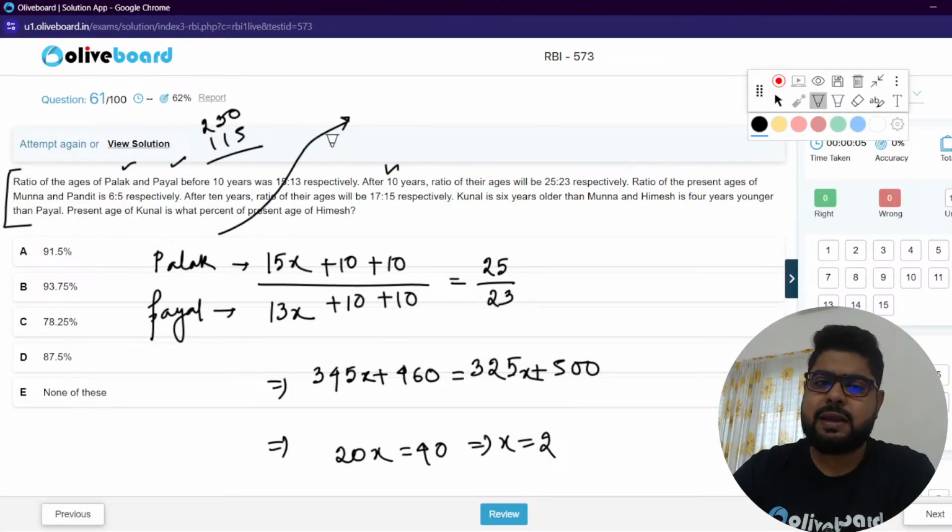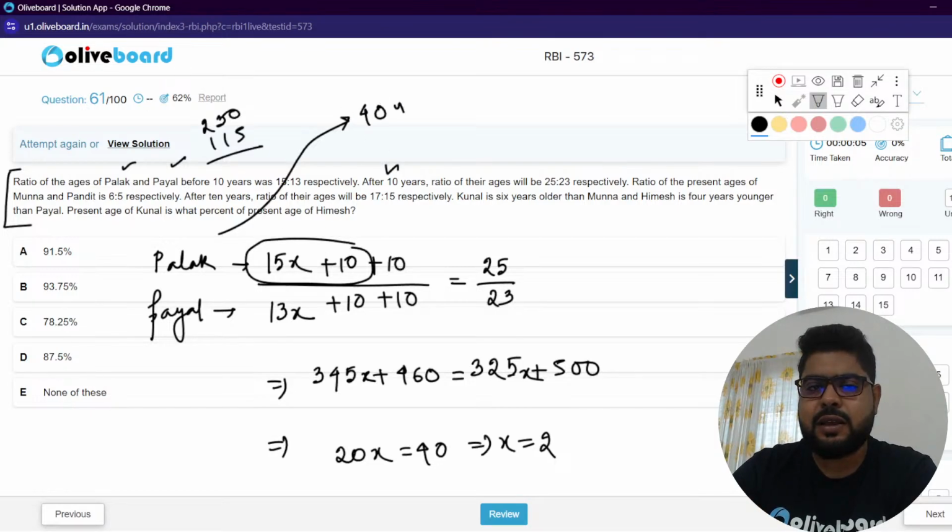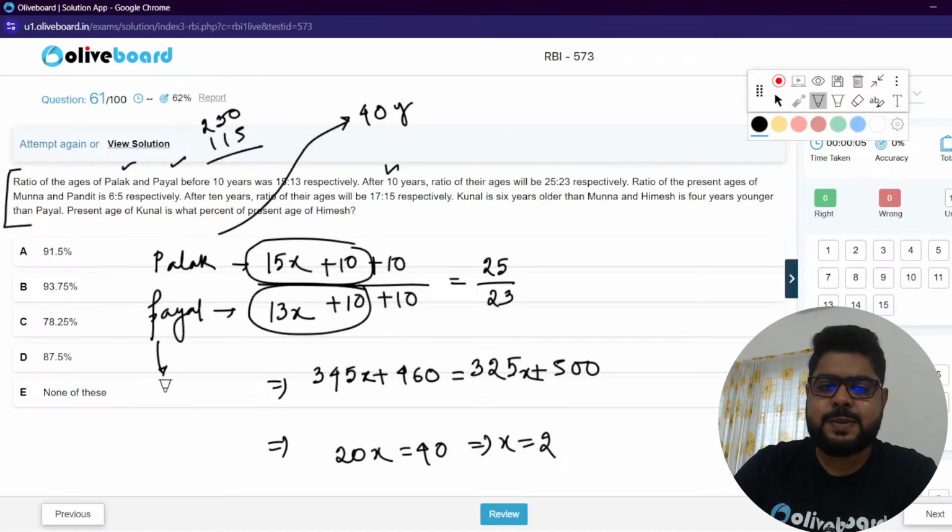Palak's percentage is only the first plus. So 15 to the 30 plus 10, 40. Payal's percentage again 13 plus 2, 26 plus 10, so 36. Done, sir. First things first, done.